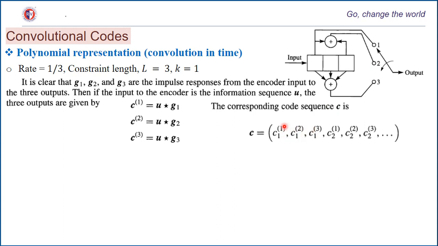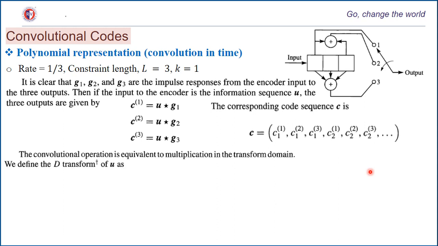Superscripts represent different bits in the code word. So at the first timestamp, you will have 3 bits represented as C1, C2, and C3. For the timestamp T2, you will have another C1, C2, and C3, and so on. So you can represent the code sequence in this manner in a mathematical way, in a vectorial way, in other words.